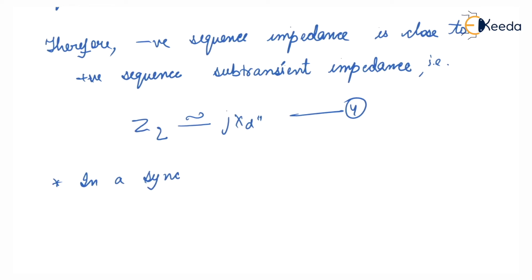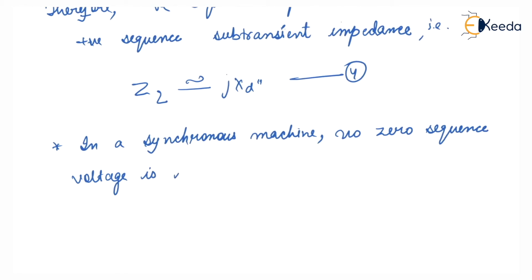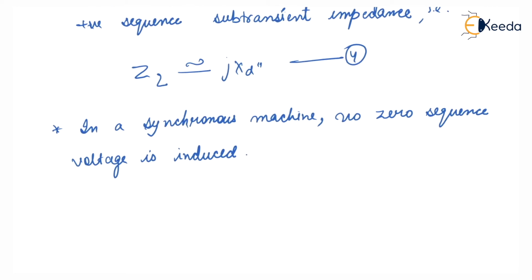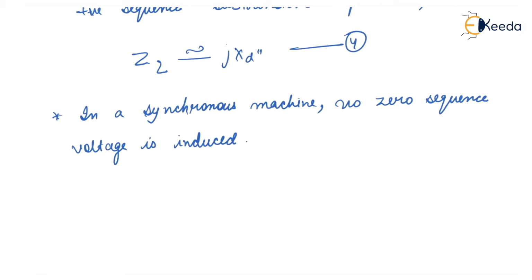Now in a synchronous machine, no zero sequence voltage is induced. So the zero sequence impedance of the machine is due to the flow of zero sequence current, and the flow of zero sequence current creates three MMFs which are in time phase but are distributed in space phase by 120 degrees, meaning the resultant is zero. Therefore the resultant air gap flux is zero, and there is no reactance due to the armature reaction.